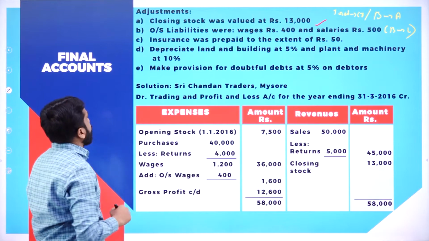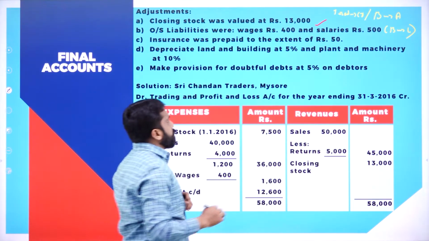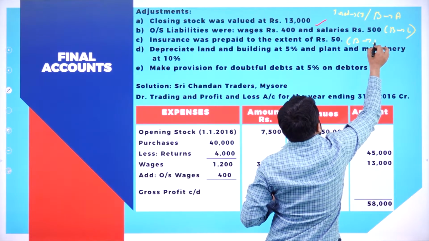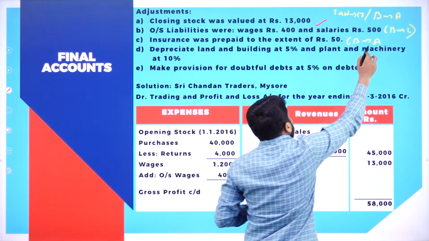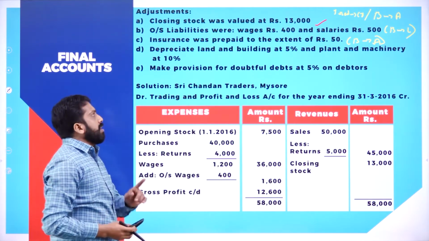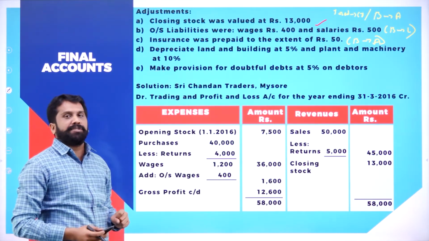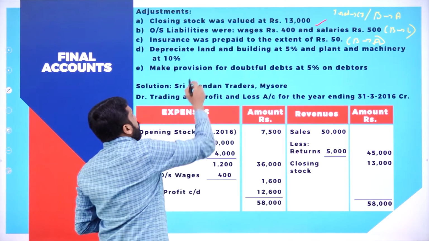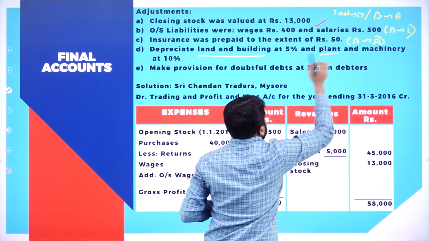Yes, liability. Insurance was prepaid. Remember, balance sheet asset. If it is prepaid, it is a balance sheet asset. What is the one more effect? You have to minus from insurance. Then depreciation on land and plant.